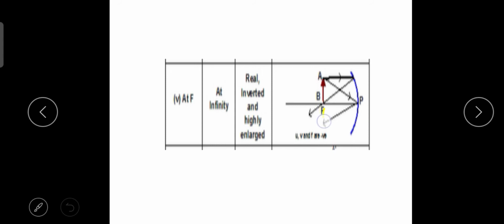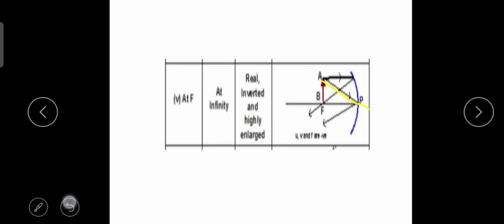This is the principal focus F. We are going to place the object at F. First of all, there will be a light ray parallel to the principal axis hitting it, and it will be reflected back through the principal focus. And secondly, there will be a ray that will hit on the pole. When it hits the pole, it will reflect with the same angle, isn't it? So this type of reflection is taking place.